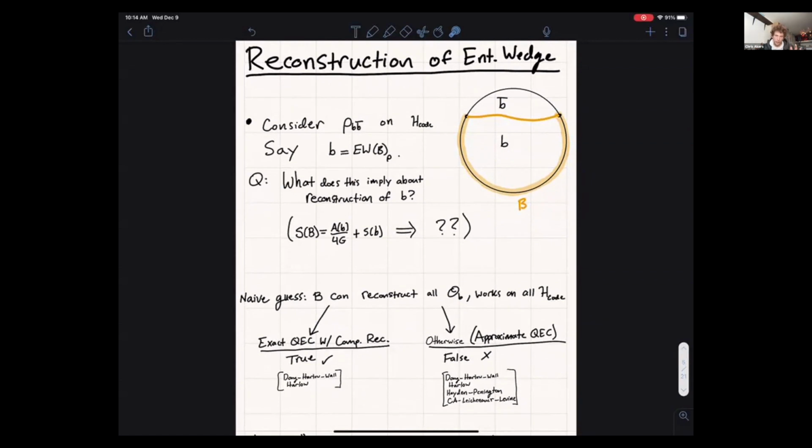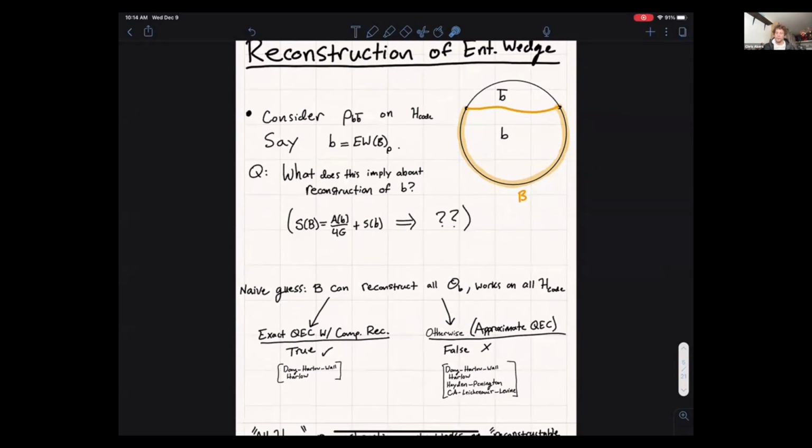So in particular, in approximate quantum error correcting codes, that's generally false. You can't reconstruct all operators in the entanglement wedge in a way that works for all states in the code subspace. And we very much care about approximate quantum error correcting codes because AdS/CFT is an approximate quantum error correcting code.